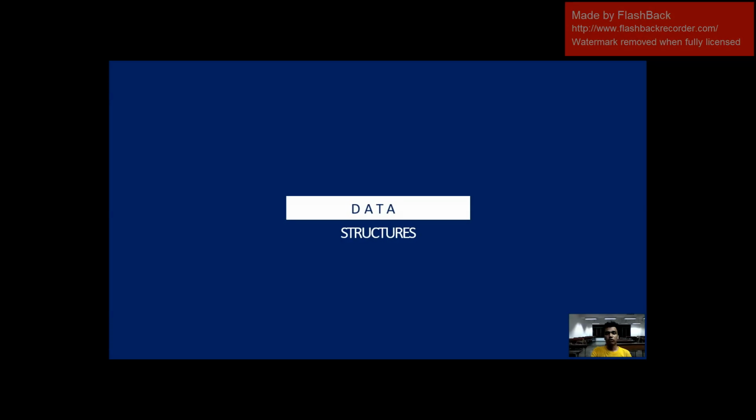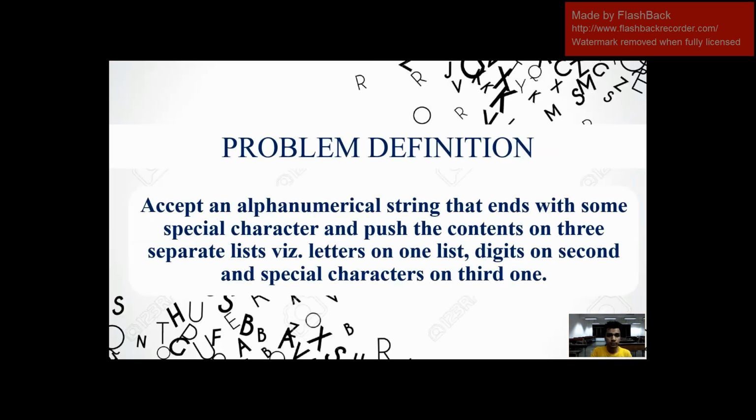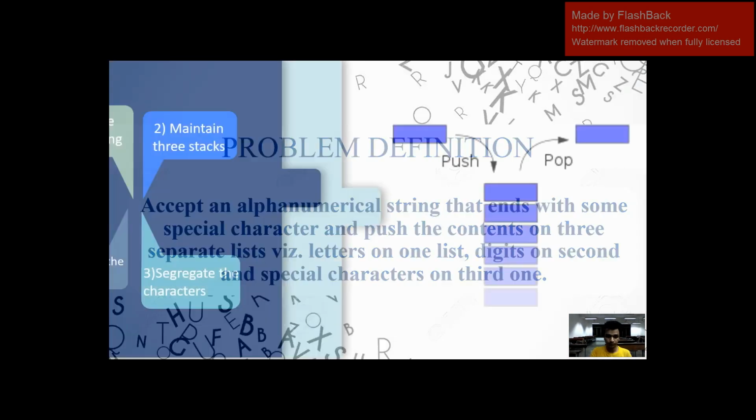In this tutorial, we will be discussing the following problem definition. The problem definition goes like: accept an alphanumerical string that ends with some special character and push the contents on three separate lists, that is letters on one list, digits on the second list, and special characters on the third one.